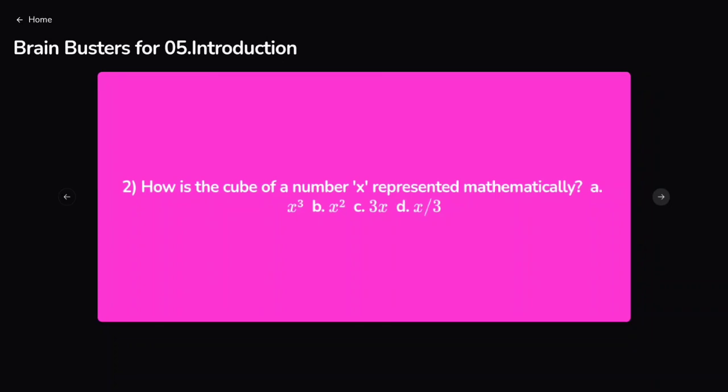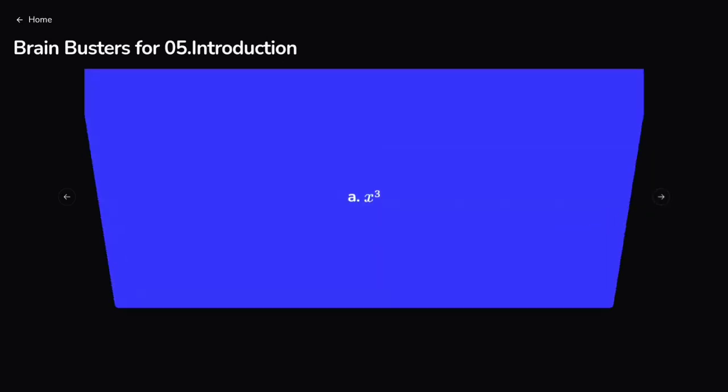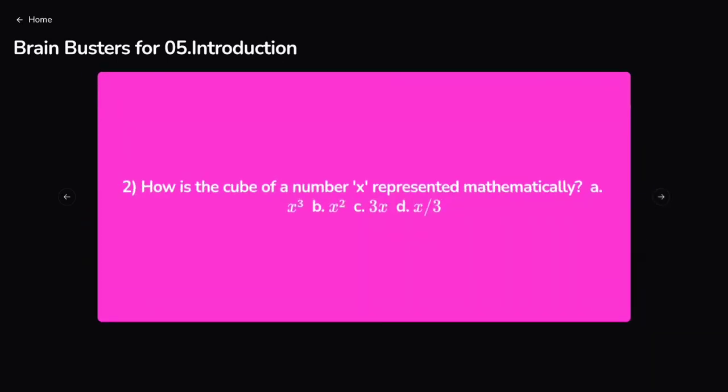Now how is the cube of a number x represented mathematically? Just now I told you regarding superscript. Whenever we are going to be representing a number's cube, we write that number and we write a tiny 3 on the top right corner above that number, which is called superscript. So the answer is simple, option A, that is x cube. We can see that a tiny 3 is written on top of x.